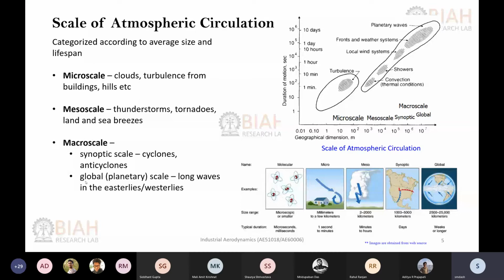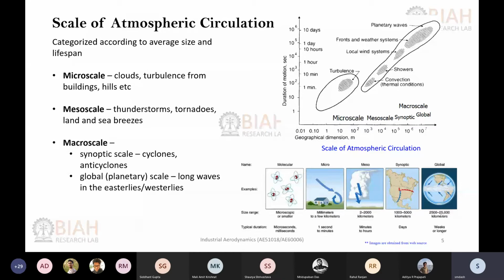Then bigger than that is called the global scale, which are long wave phenomena. For example, if the wind is flowing from the pole to the equator, it is covering a very long distance. Here I have mentioned that generally it is from 5,000 to higher, and can go up to 25,000 kilometers or so.